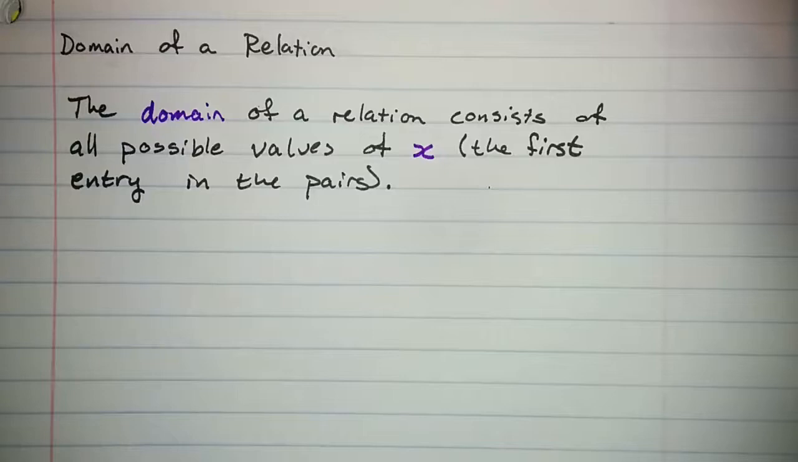So far, relations have just consisted of pairs. Now let's think about where the two halves of the pairs come from. The domain of a relation consists of all possible values of x, that is, the first entry in the pairs.